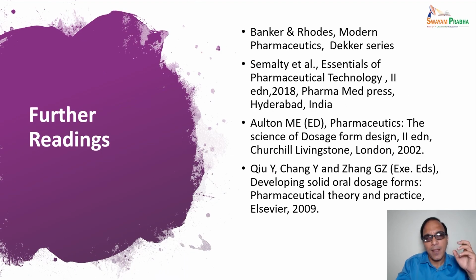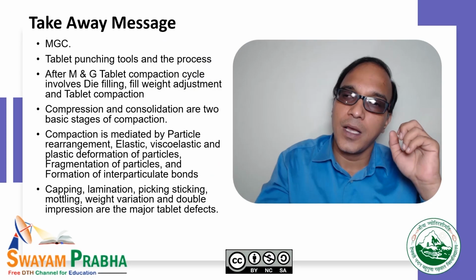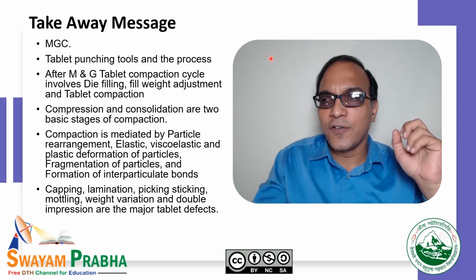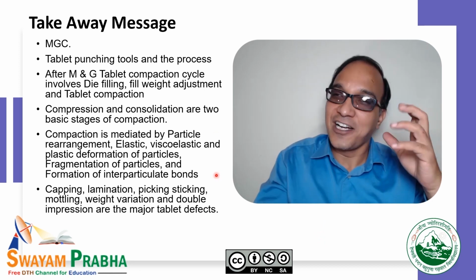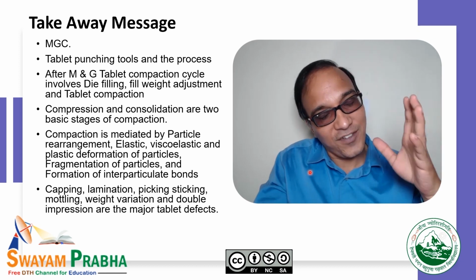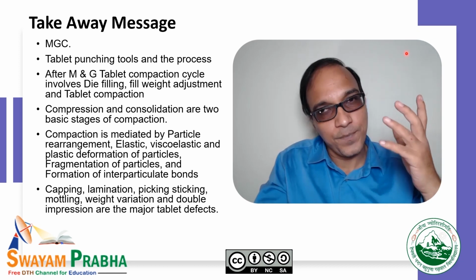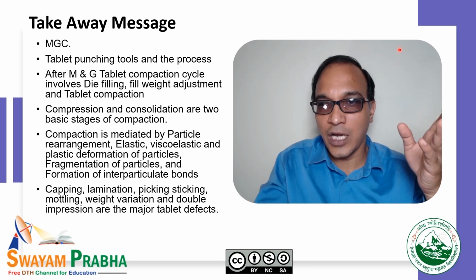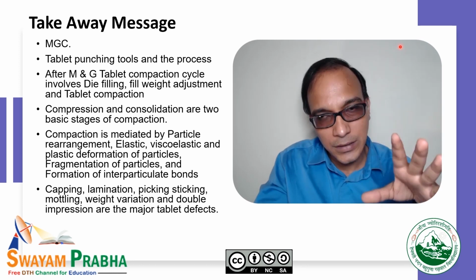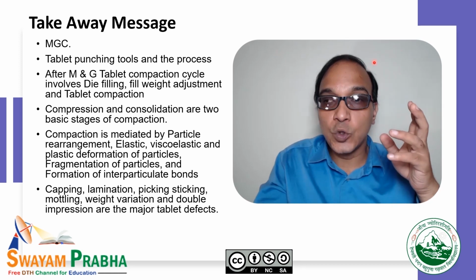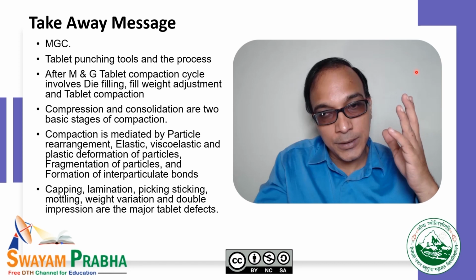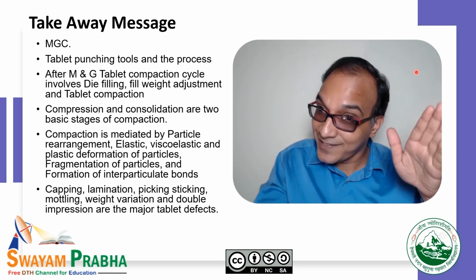Now, these are the references. You must go ahead and explore the tablet manufacturing in detail. So, tablet manufacturing involves MGC. We are going to summarize what we have learned in this lecture. First is MGC: mixing, granulation, and compression. After mixing and granulation, compression or compaction is the major step. Tablet punching tools and the process are very important for you to learn from the exam point of view.